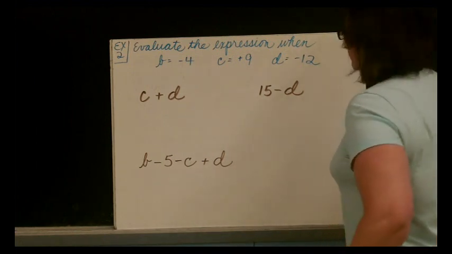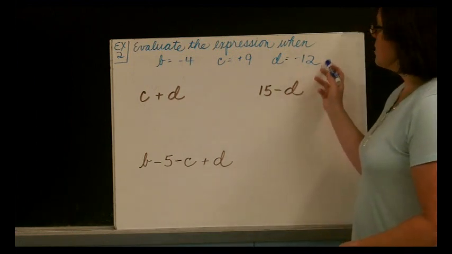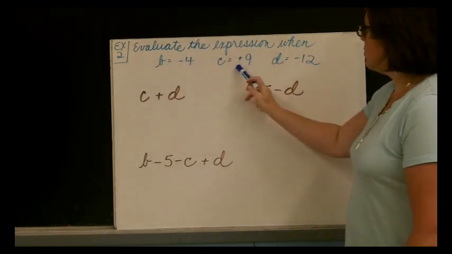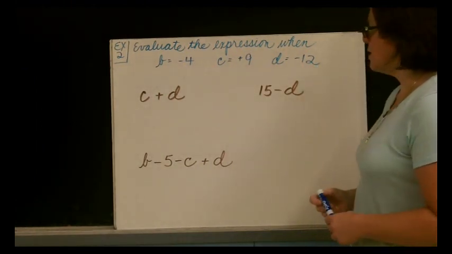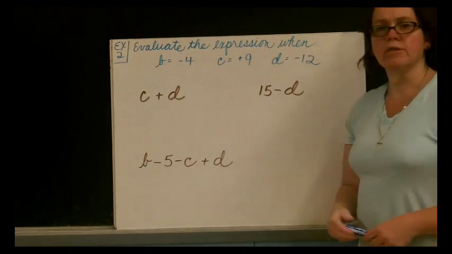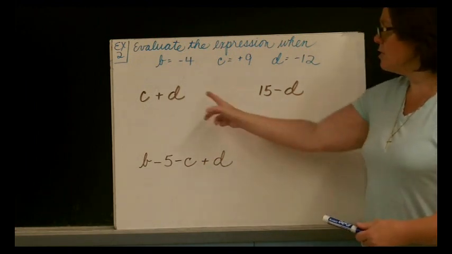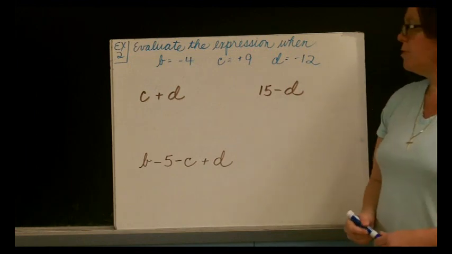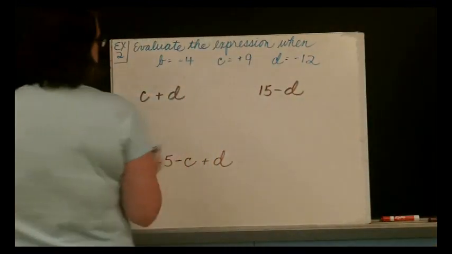Let's take a look at our second example. Evaluate the expressions when b equals negative 4, c equals a positive 9, and d equals a negative 12. Well, you've done problems like this before. What you're going to do is, after you copy the problem, substitute the values for each of the variables. I'm going to move over here.